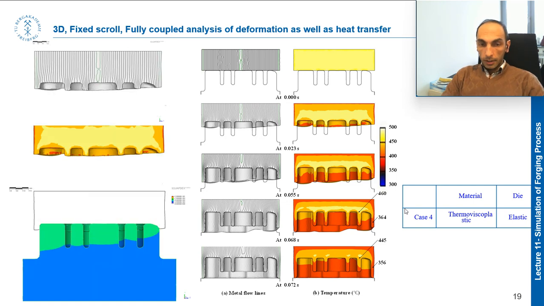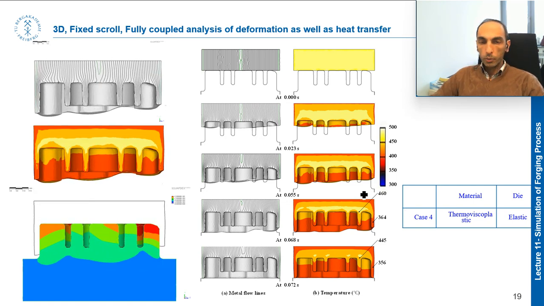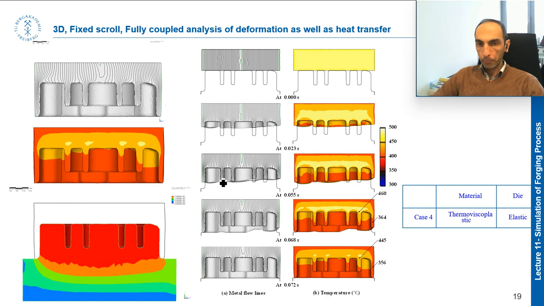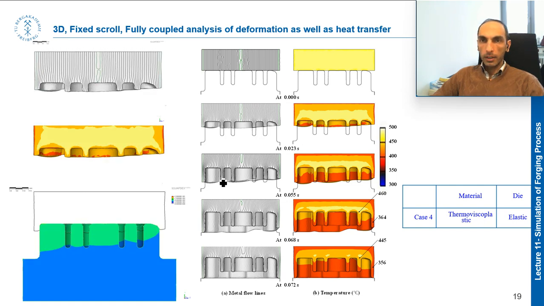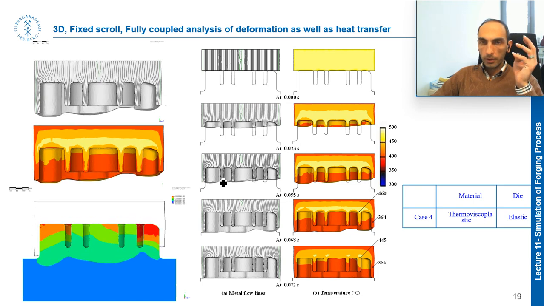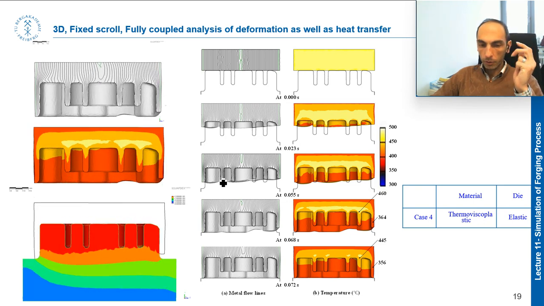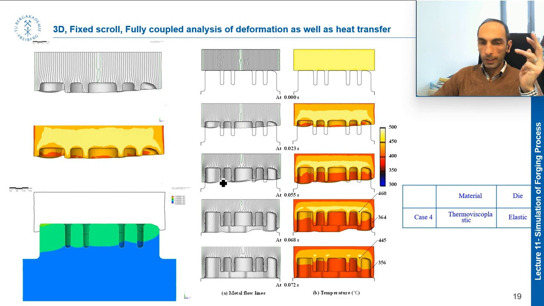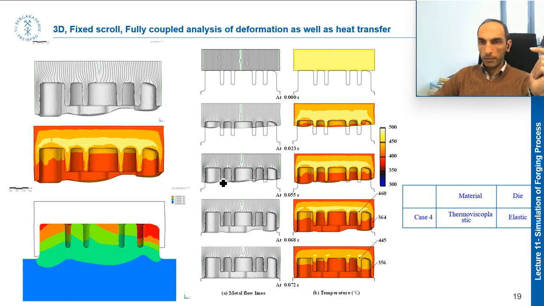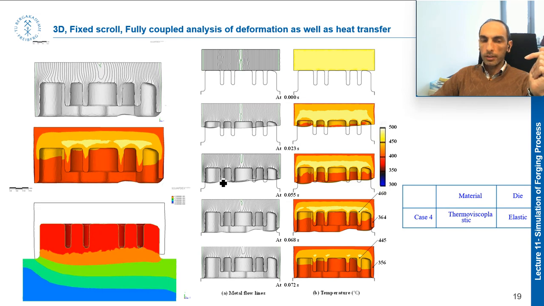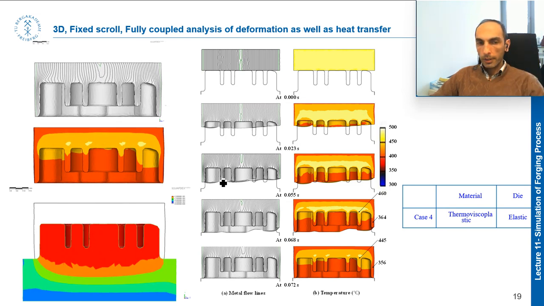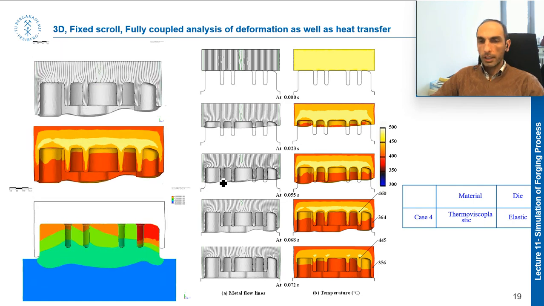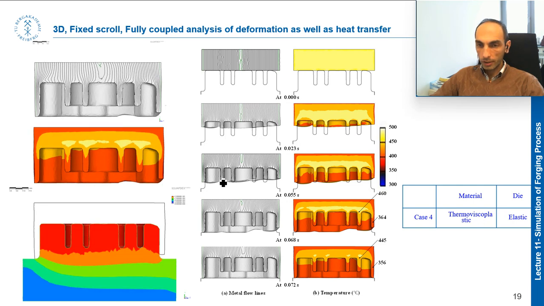And of course, in this case, in 2D or 3D, if you want to simulate a coupled analysis, coupled meaning coupled heat transfer and coupled deformation or mechanical properties, at least you should have a thermoelastoplastic model, because you have some dimensional change due to the temperature change, and of course some elastic deformation in the die.